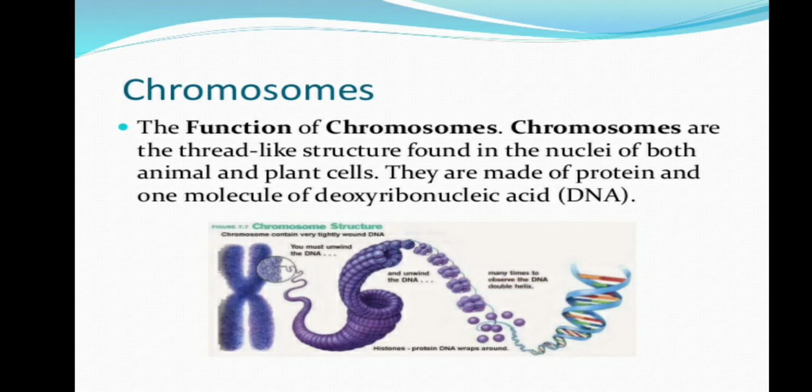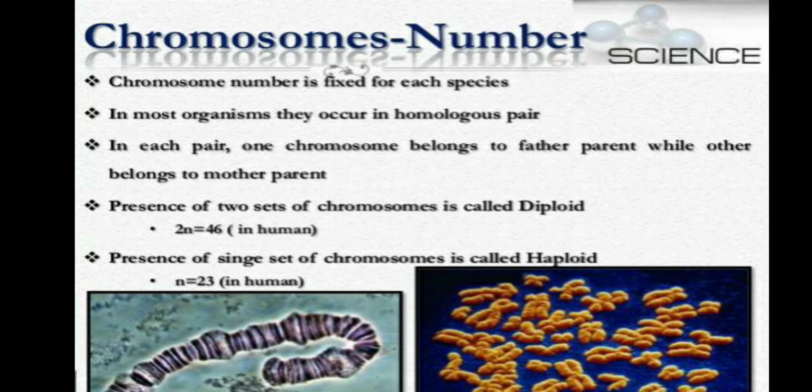Okay. Now chromosomes: the thread-like structures which are suspended in the nucleus are chromatin, and during cell division this chromatin forms chromosomes. There are a total of 46 chromosomes in our body, or each cell of our body contains 46 chromosomes except our gamete cells. Genes are located on chromosomes, we have already discussed. The chromosome number is fixed in each species. For example, in every human, the chromosome number is 46.